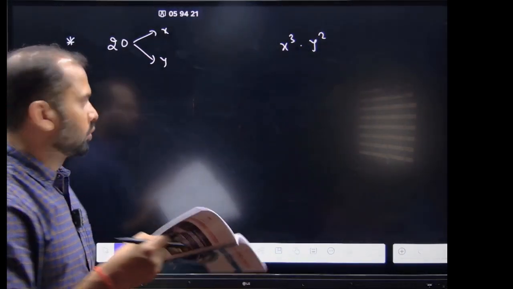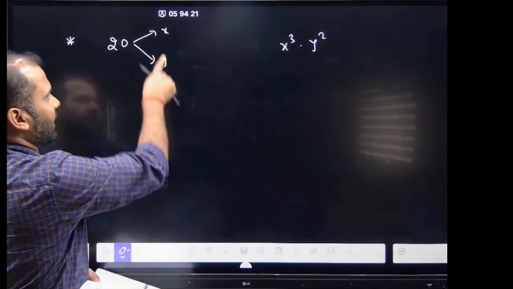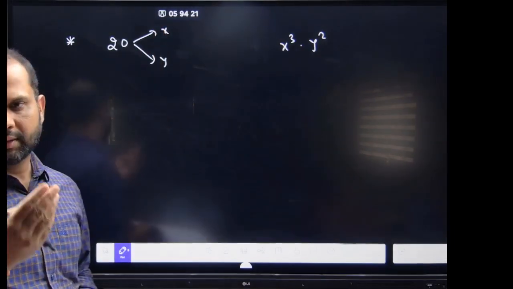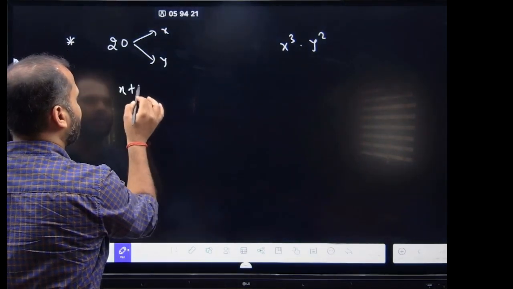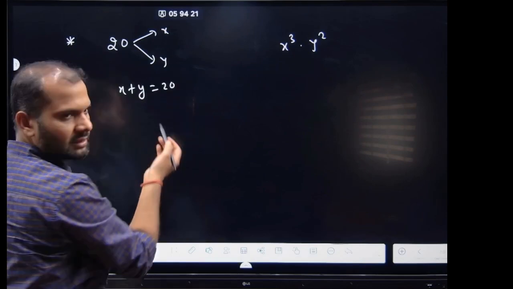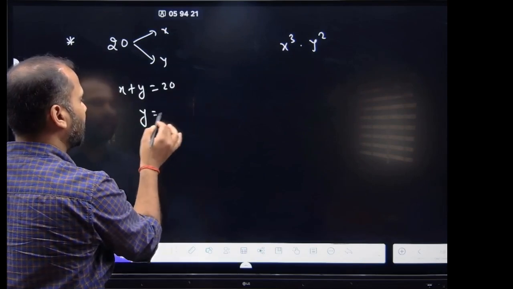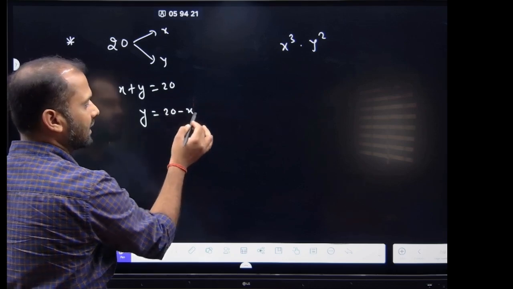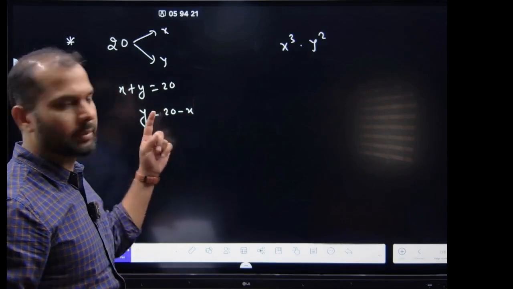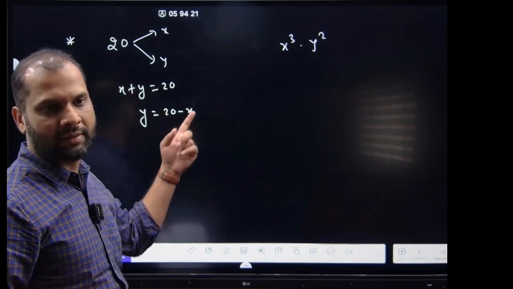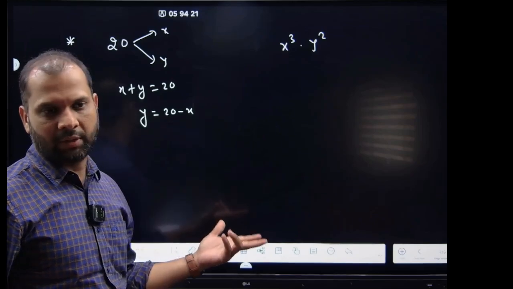Divide 20 into 2 parts. I am dividing 20 into x and y, right? Yes or no? x and y. So, can I say that x plus y will be nothing but 20? If I write y, I can write 20 minus x. Correct. If you take x is equal to 1, y will be 19, x is equal to 2, y will be 18, different combinations will be there, right.